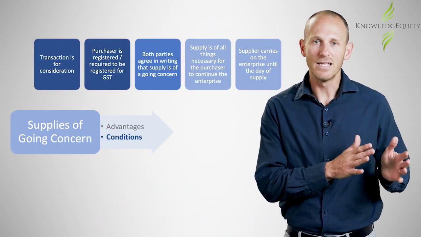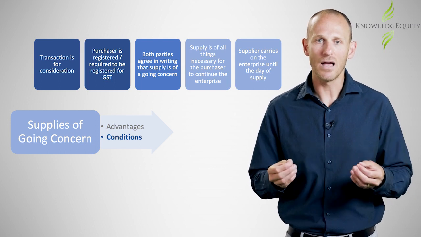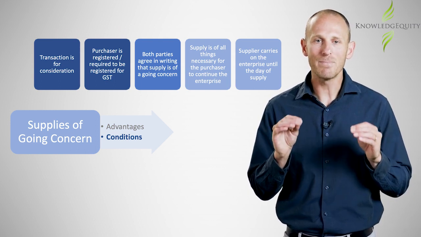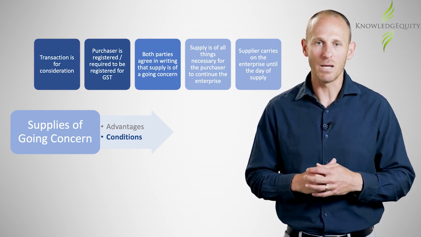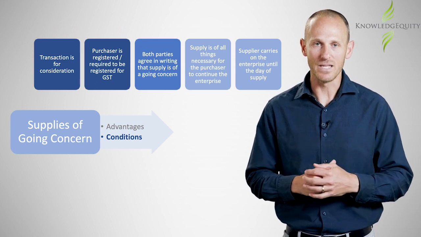Some things cannot be transferred, such as personal goodwill, meaning that failure to transfer them would not prevent this condition from being fulfilled. Finally, the condition that the supplier carries on the enterprise until the day of supply means that the business must be active and operating at the time of the supply. The vendor must be able to provide evidence of this.